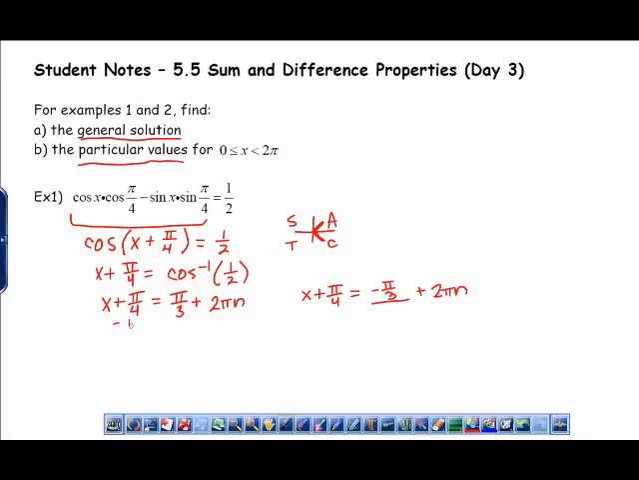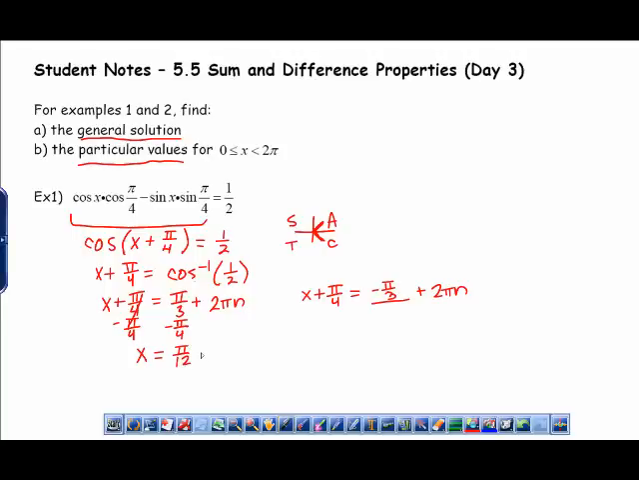So what I'm going to do here is just do the logical algebraic step, which would be to subtract pi over 4, right? Because that would just give me x. Now you are going to have to do a little bit of fraction work here. So think about what your common denominator would be. It would be 12. So this would be 4 pi over 12 minus 3 pi over 12. That's 1 pi over 12.